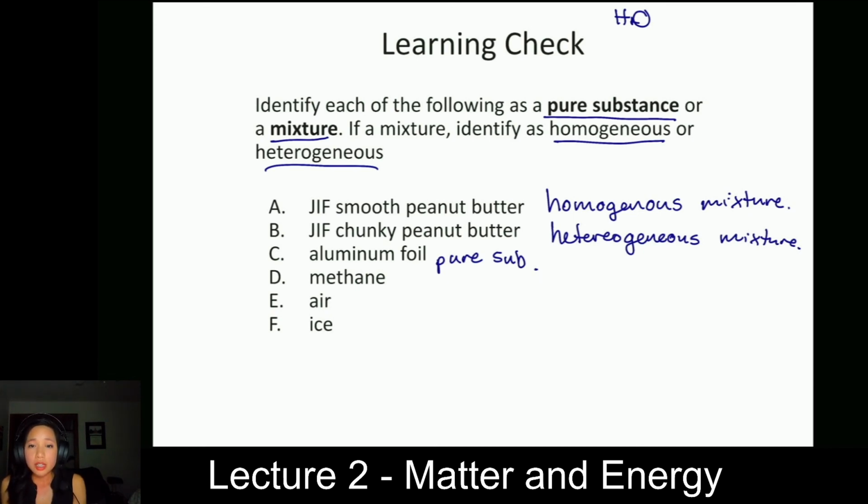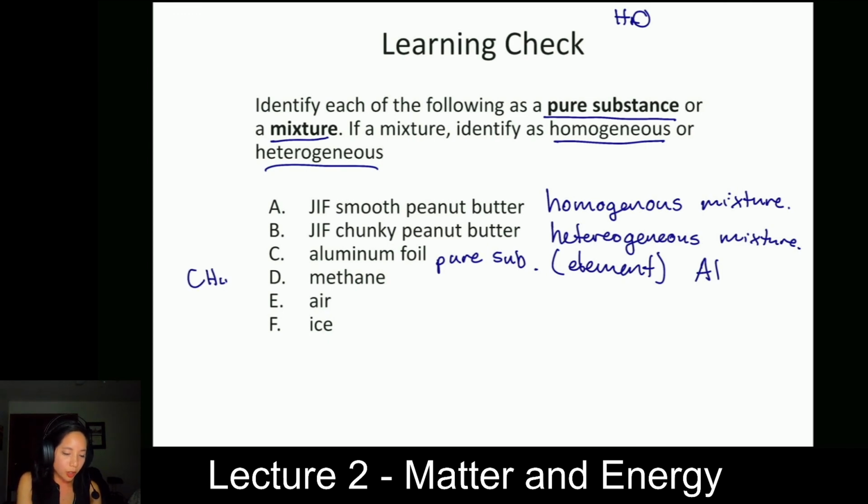Now we can ask ourselves, past pure substance, is it an element or a compound? Well, aluminum, you can see it on the periodic table, so it would be an element. Aluminum is Al on the periodic table. Now the next example is methane. Methane is the compound CH4. Methane is a gas, and a gas is uniform throughout. Now we need to ask ourselves, is there more than one substance present? Well, no, methane is just CH4. This is chemically combined, so methane is a pure substance.